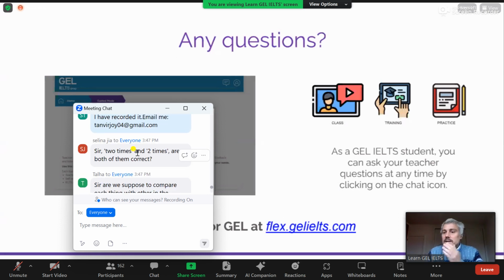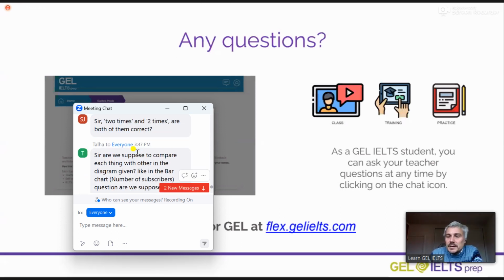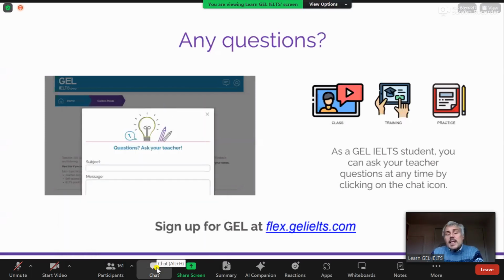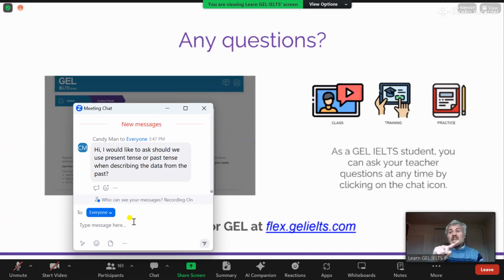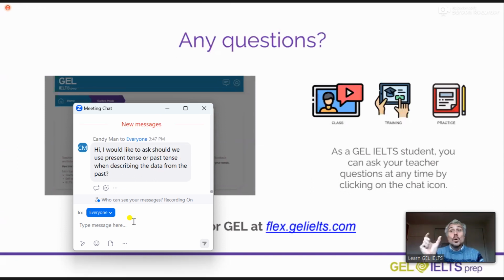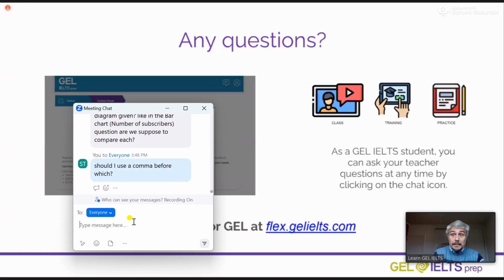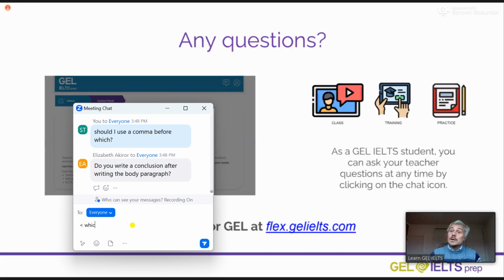Okay, let's look at questions very quickly. 2 questions. Let's have a look. 2 times and 2 times are both correct. Yes, Selena, that's right. But normally when we're writing, we don't use the number 2. We write 2 as a word. So TWO 2 times. We don't normally use the number when we're writing paragraphs. We use numbers when we are reporting data from the graph. So if the graph shows us 70 million, we can write 70 million as a number. But when we're saying 2 times, 3 times, this is part of the writing. So we use words.